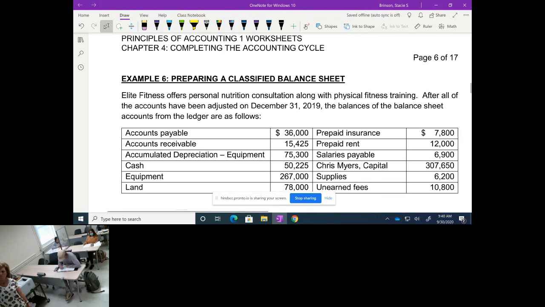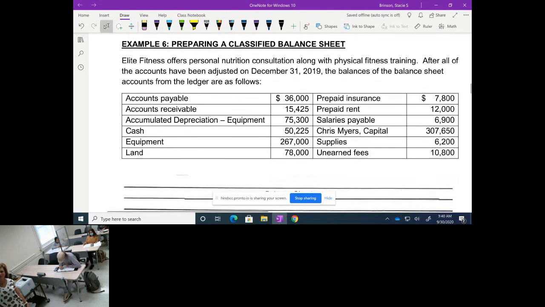All right, so preparing a classified balance sheet. We have some accounts and balances listed here, and these are for Elite Fitness. They offer personal nutrition consultation along with physical fitness training. After all of the accounts have been adjusted for December 31, the balances of the balance sheet accounts from the ledger are as follows.